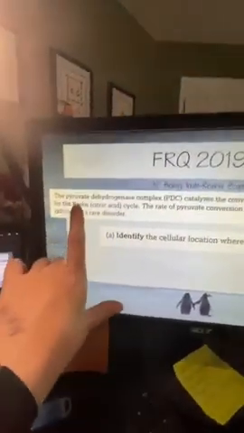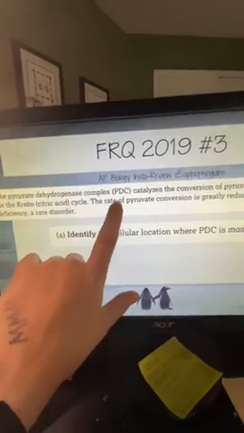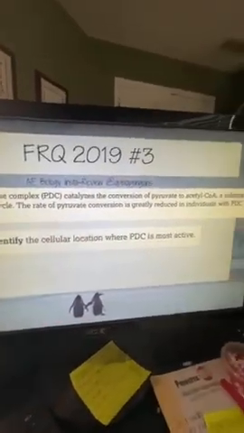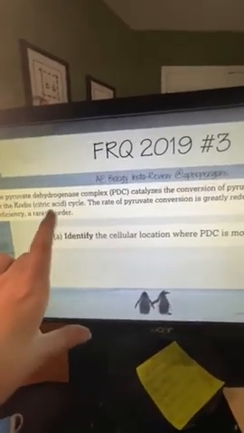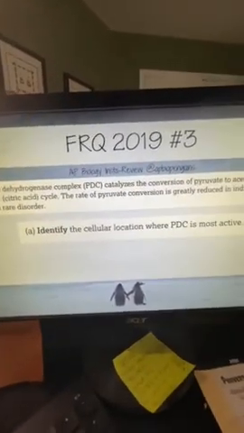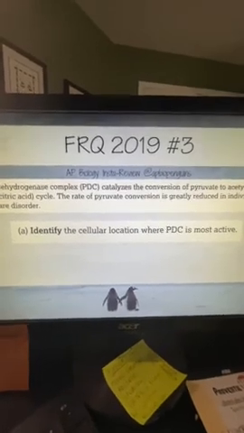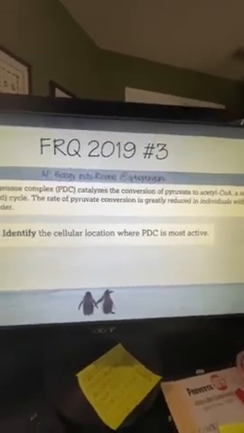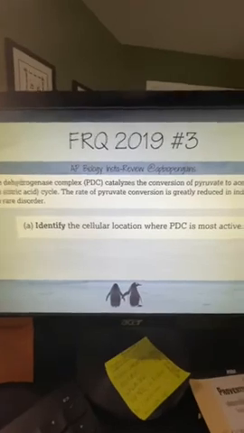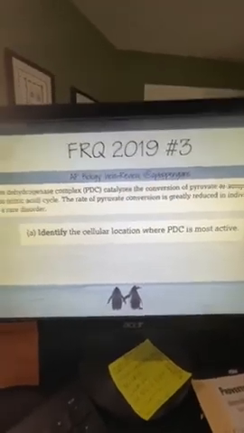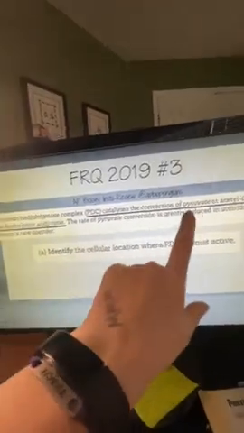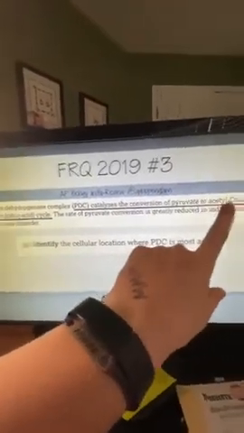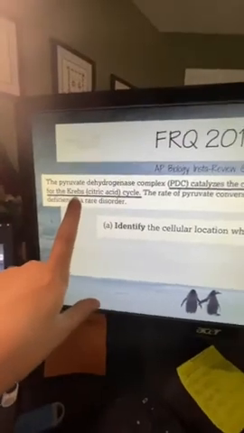So 2019, number 3, pyruvate dehydrogenase, PDC, catalyzes the conversion of pyruvate to Acetyl CoA, a substance that's found in the Krebs cycle. Ooh, and they tell you both words. That's nice of them. The rate of pyruvate conversion is greatly reduced in individuals with PDC deficiency, a rare disorder. Identify the cell location where PDC is most active. Well, first, the question tells me PDC works in this process of pyruvate to Acetyl CoA, right? And that happens during the Krebs cycle.